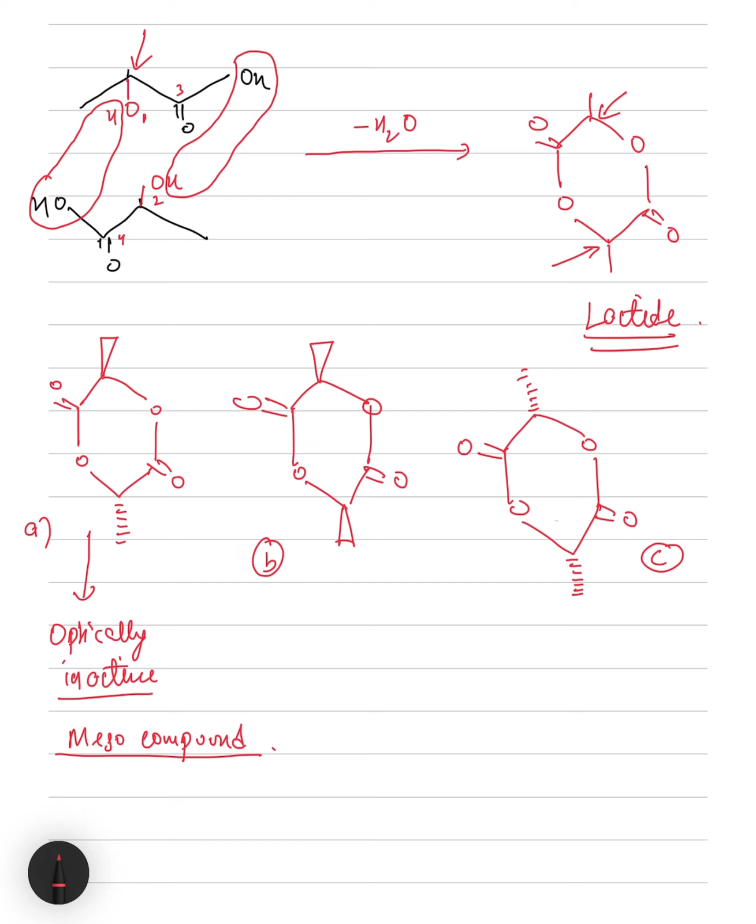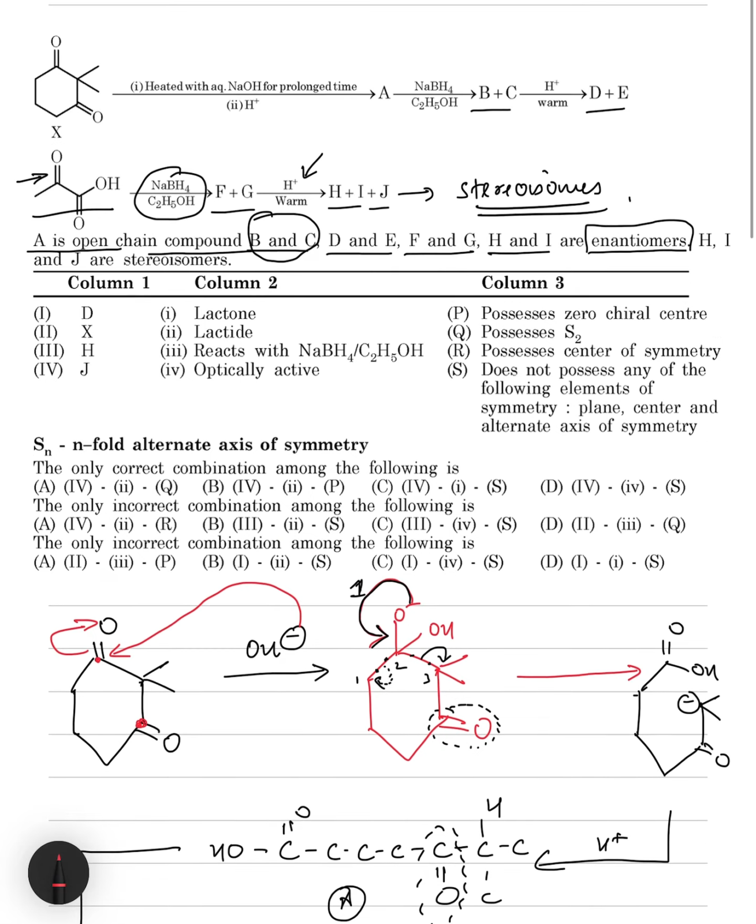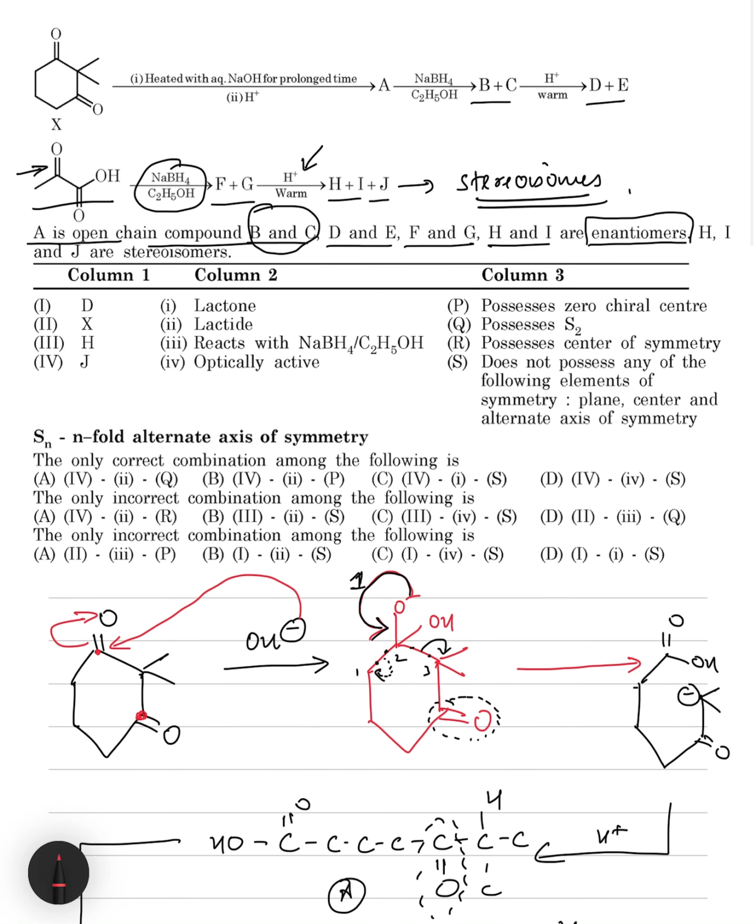And if you look at B and C, there is no center of symmetry and no plane of symmetry in the B and C molecules, because there is no COS, POS or S. They are optically active in nature. So B and C both are optically active molecules.